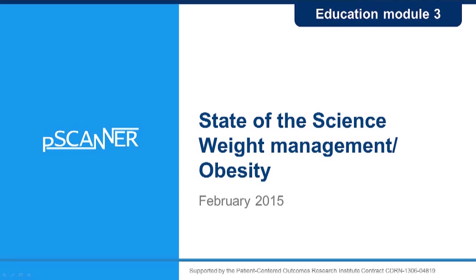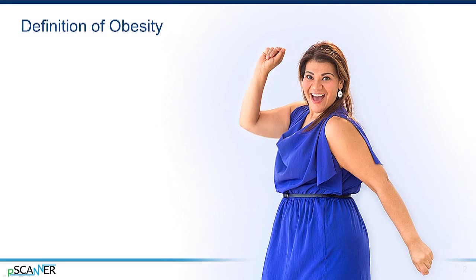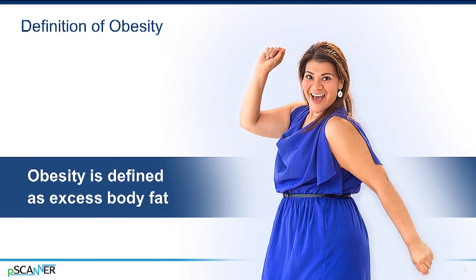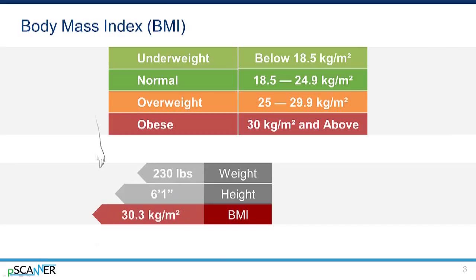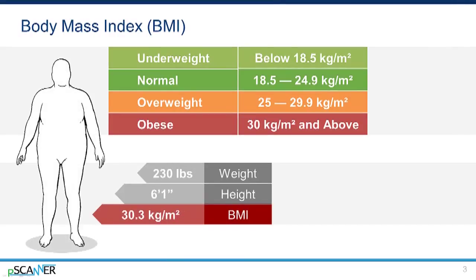particular research topic. Obesity is defined as excess body fat, but the amount or percentage of body fat in an individual isn't easy to measure in a doctor's office or clinic. Another way to identify if an individual is overweight or obese is to use body mass index, or BMI, which is calculated from an individual's height and weight. However, BMI isn't a perfect measure either.